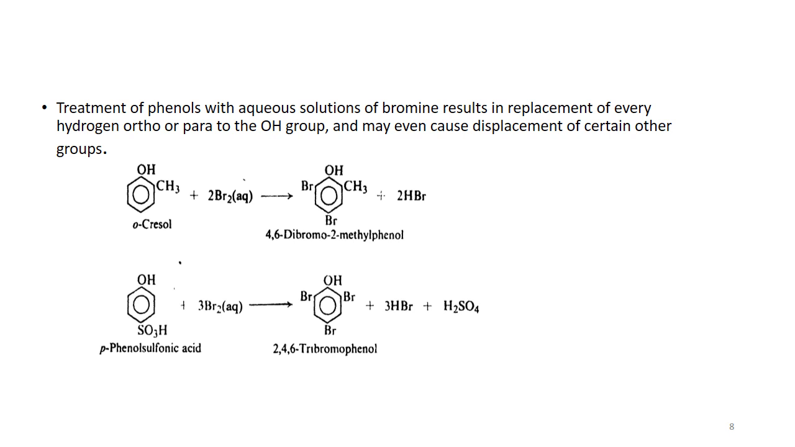And in the second reaction, when para phenol sulfonic acid is allowed to react with aqueous bromine, we can see that the hydrogen atoms at the ortho positions as well as the sulfonic acid group at the para position are also replaced and substituted with bromine atoms, resulting in the formation of 2,4,6 tribromophenol.